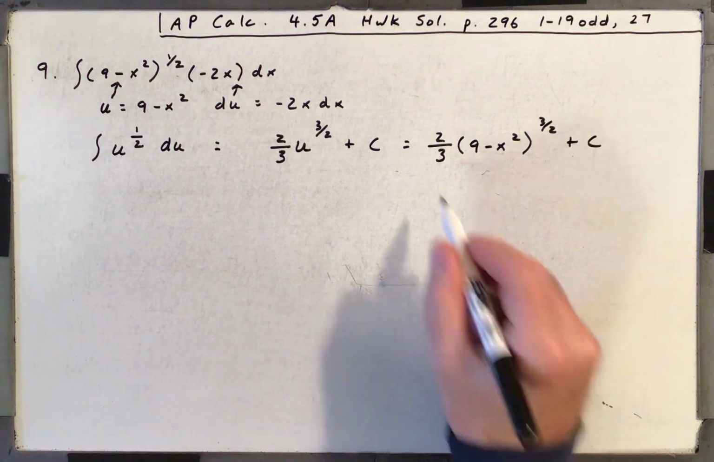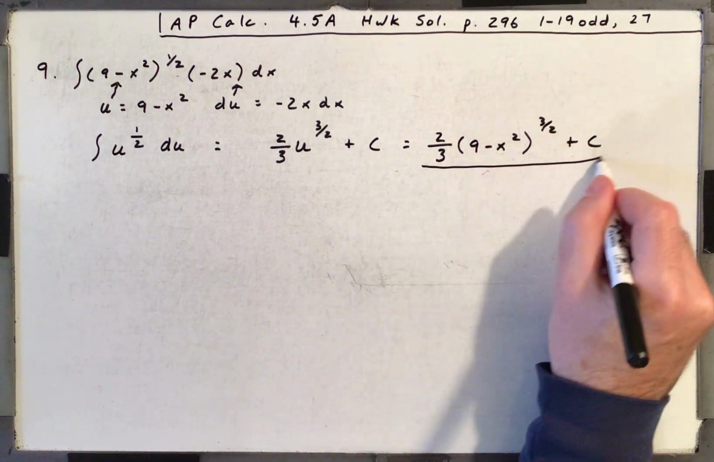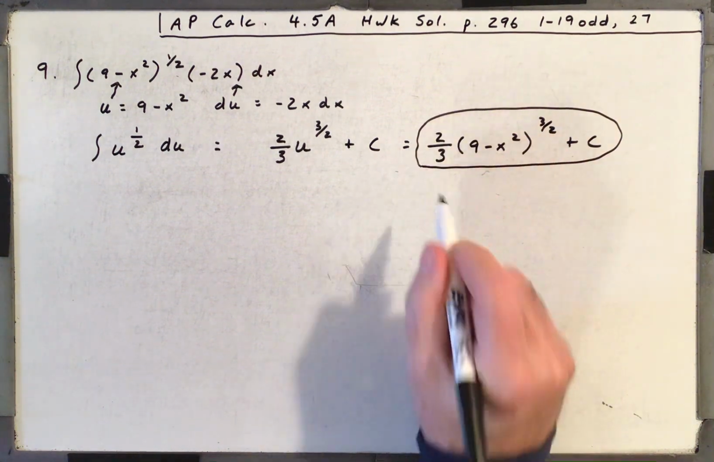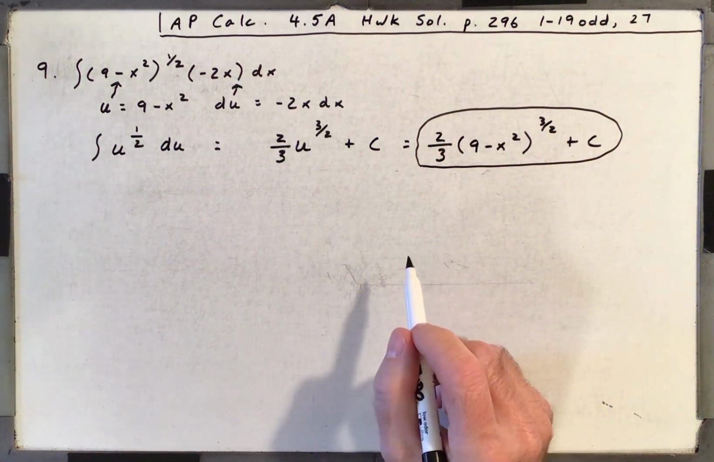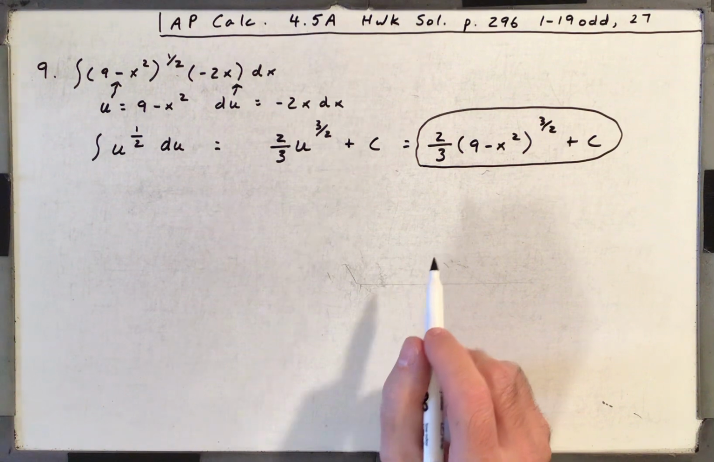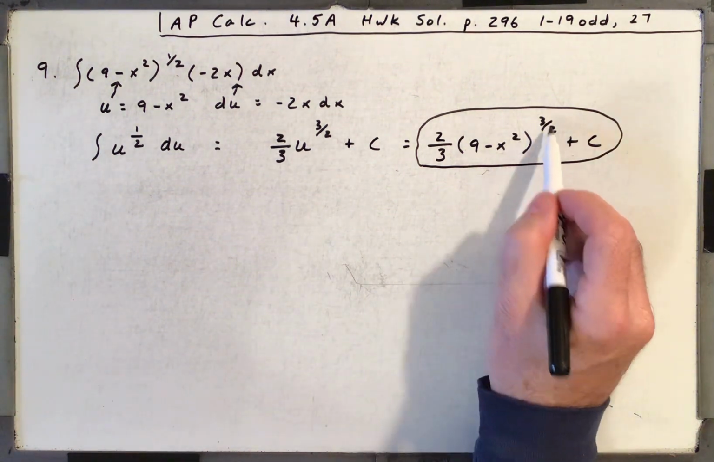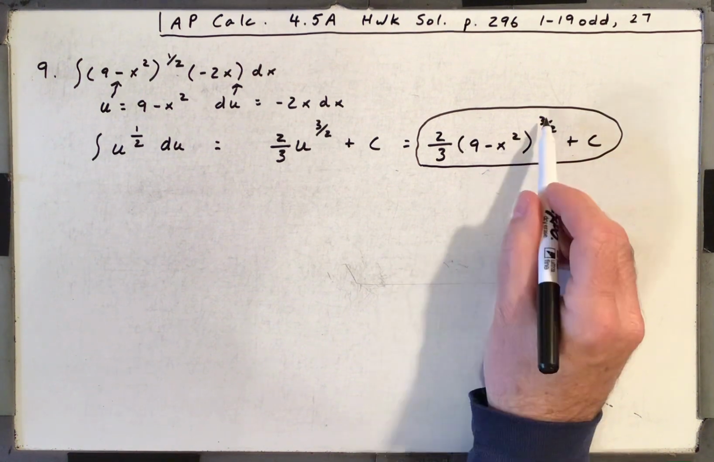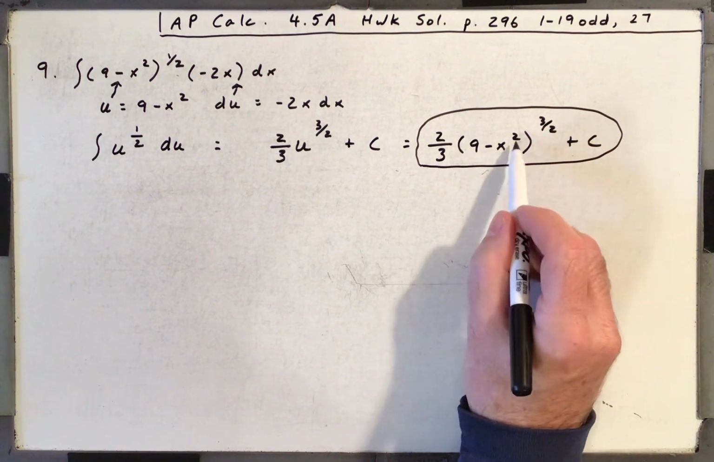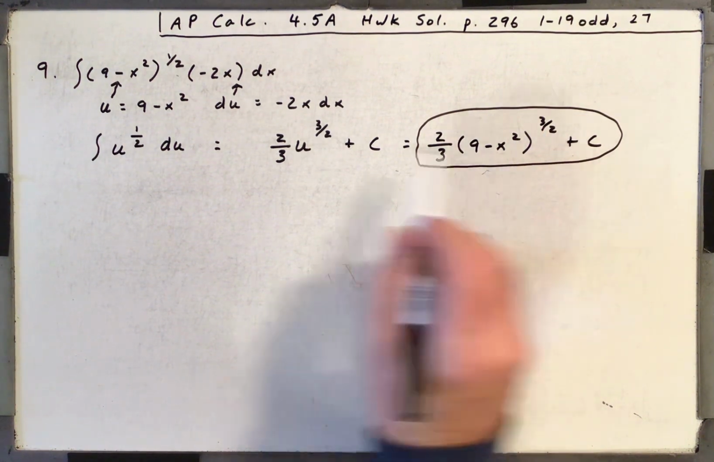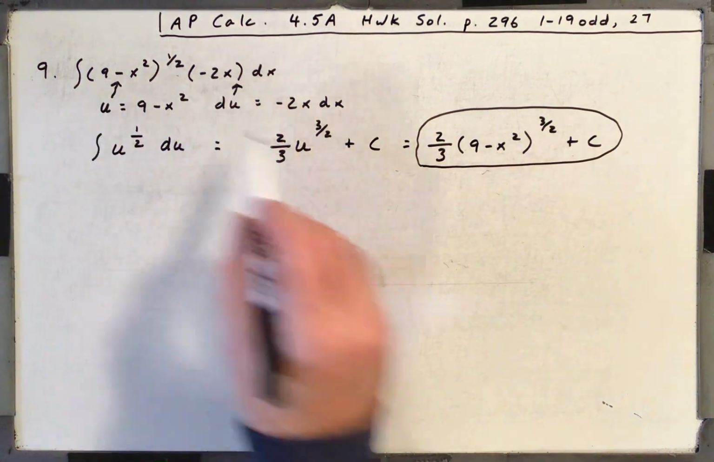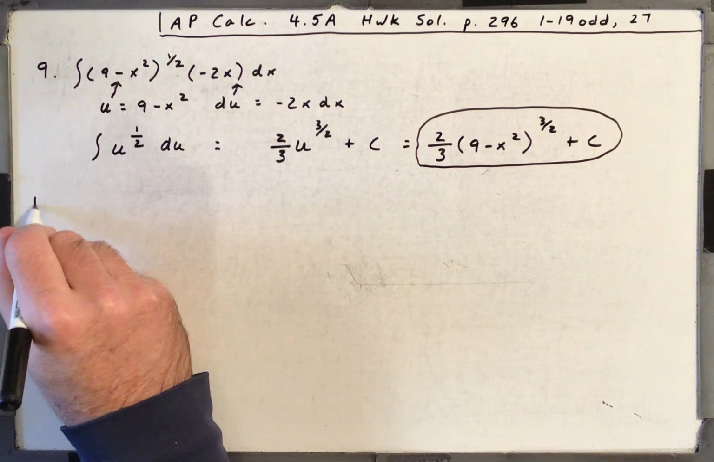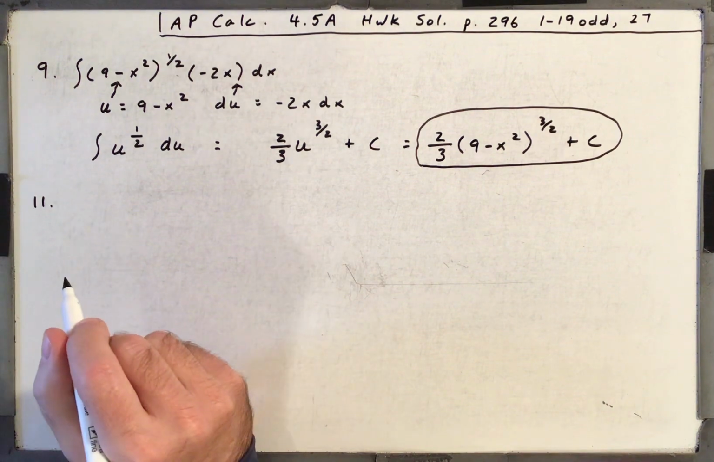All right, and you could check that by taking the derivative. You should do that on every test problem. Take the derivative so you can check and see if your answer's right. That'd be 3/2 times 2/3 is 1 times 9 minus x squared to the 1/2 times negative 2x. So I did that in my head, but write them out.